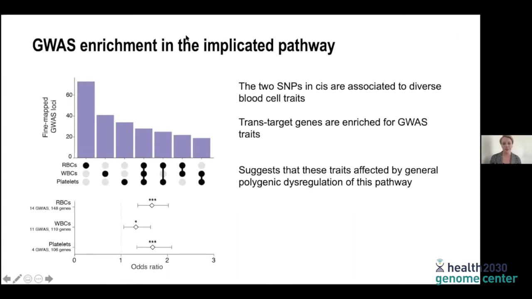for genetic associations for blood cell traits in the GWAS data, which really suggests that these blood cell traits are affected by general polygenic dysregulation of this pathway. These GWAS signals are not randomly scattered across the genome, but there is actually an enrichment of these in specific pathways. And here, particularly for platelet and red blood cell traits, there is a highly significant enrichment.